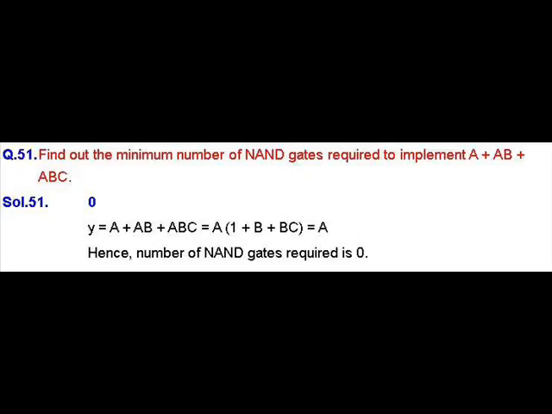If we simplify this expression, Y equals A plus AB plus ABC, we will get A common, and we can safely write Y equals A bracket 1 plus B plus BC bracket close. So the final expression that we will get is Y equals A. Now to implement this expression Y equals A, we don't need to apply any NAND gates because A will be available to us as input. So the number of NAND gates required will be 0. So the answer to this NET will be 0.